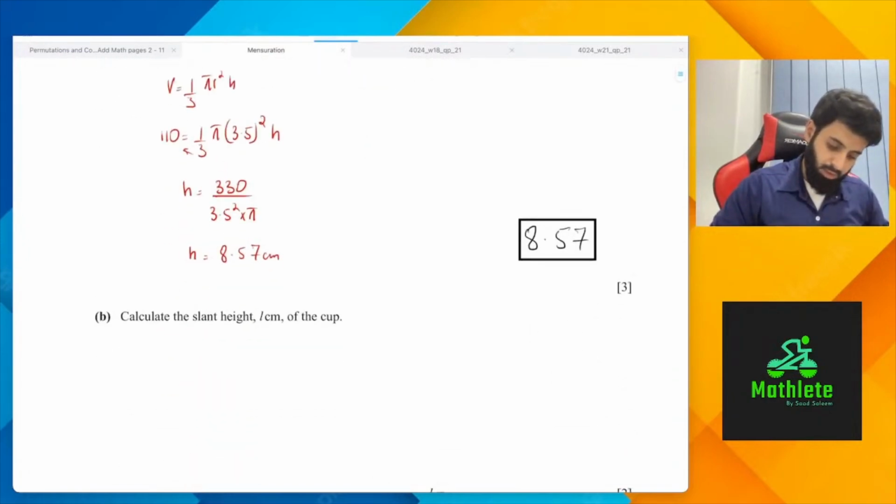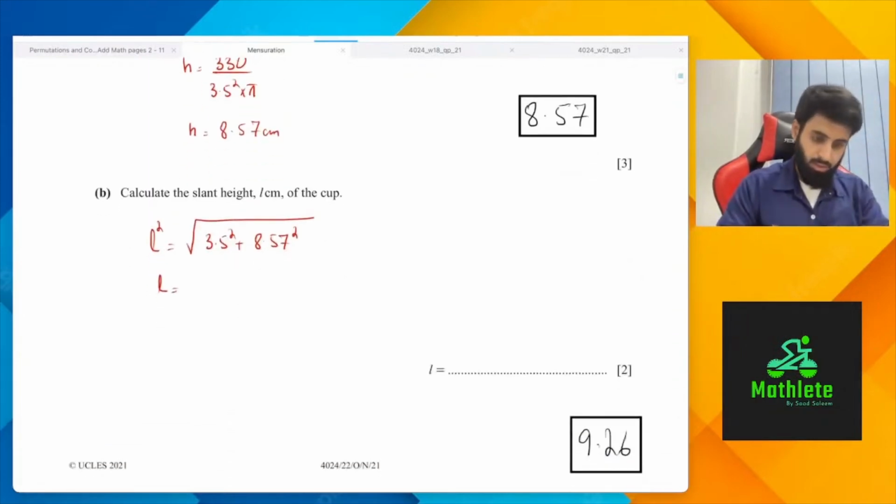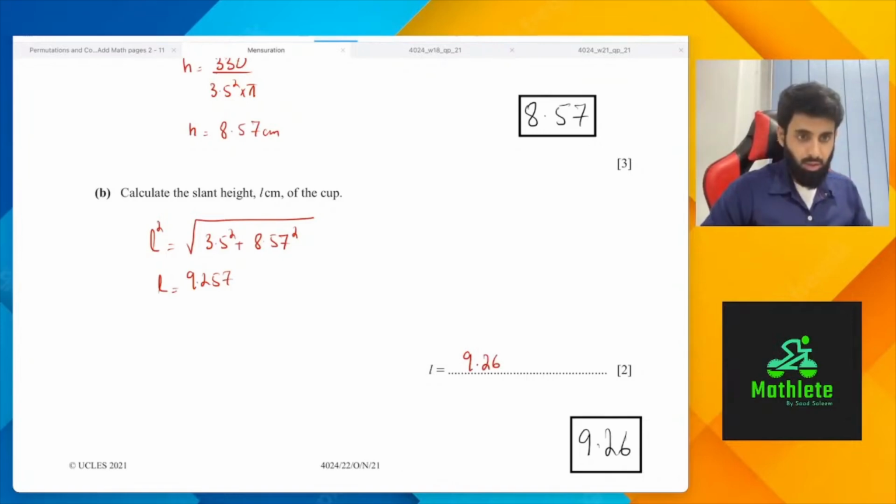So that means the slant height L is going to be equal to the square root of 3.5 squared plus 8.57 squared. Sorry, not 8.5 squared, 8.57 squared. If I do this right, my answer should be 9.26 as written over here. 3.5 squared plus 8.57 squared. So it's 9.257, but as we know, final answers are to be given correct to 3 significant figures, so 9.26 is going to be our answer.